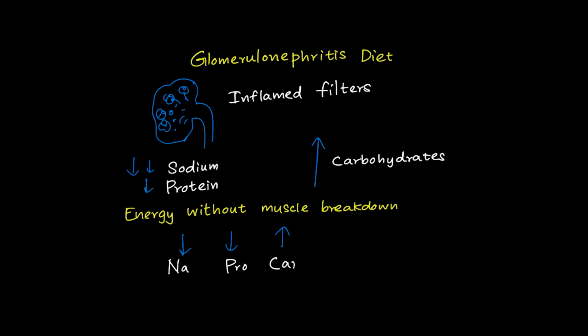Here's a D440 OA exam tip for you. When the question involves kidney filter inflammation, remember two downs and one up. Sodium down, protein down, carbs up. Quick recall hook: down, down, up, like a cheat code for kidneys.